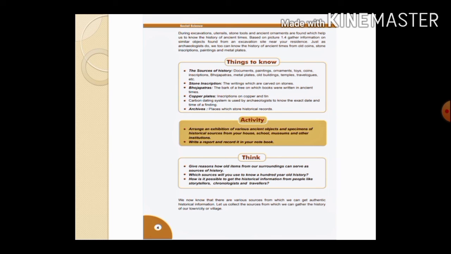Coming to the next, the activity. Arrange an exhibition of various ancient objects and specimens of historical sources from your house, school, museums, and other institutions. Write a report and record it in your notebook. Now this is not possible at a personal level, but we can conduct it at school level, and in the near future we will try to get permission from our principal to conduct it, so all of us together can enrich our knowledge as well as that of others.